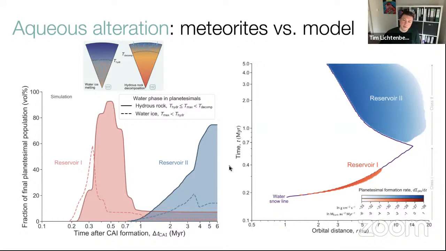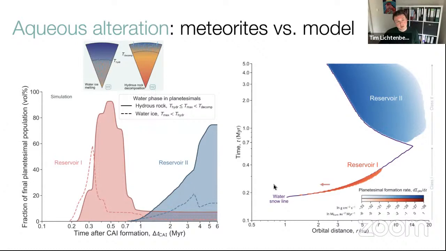This is the same axis, time after CAI formation, fraction of final planetesimal population. We were interested specifically here in this. This is what is plotted: hydrous rock decomposition. So we're asking the question, how long does it take for the material to fully dehydrate these planetesimals, because the Earth is dry, right?